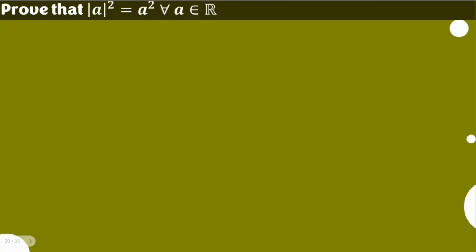For this video, still part of the review on real numbers, we have to prove that the square of the absolute value of a is equal to a squared for all a element of real numbers. To prove this, we are going to use the previously discussed and proven property of absolute value, at the same time the definition itself. So let's rewrite here the definition.